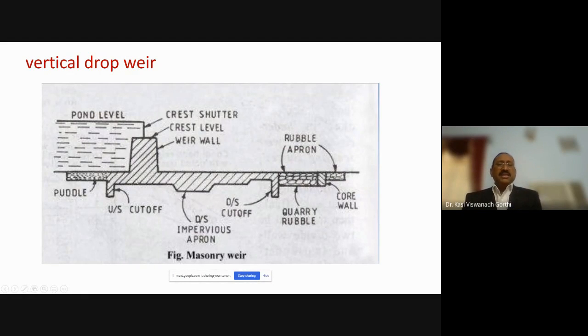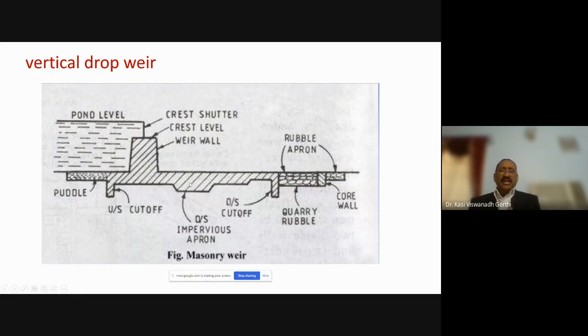So this weir wall is resting on a foundation on an apron, which may be having upstream and downstream cutoffs. So this is all the impervious apron which is provided. The length of this impervious apron extends downstream of the weir wall to certain length, also on the upstream of the weir wall to certain length. So this will be extended to certain lengths.